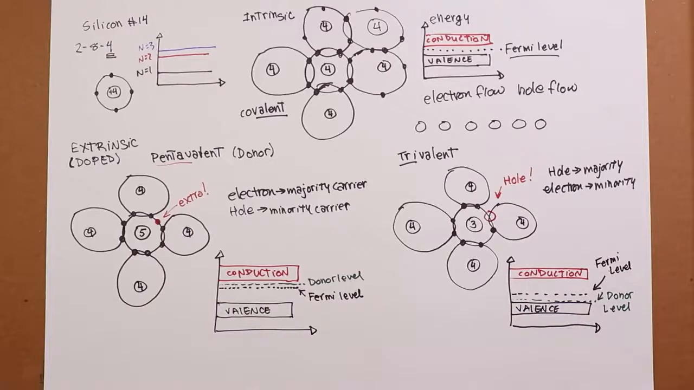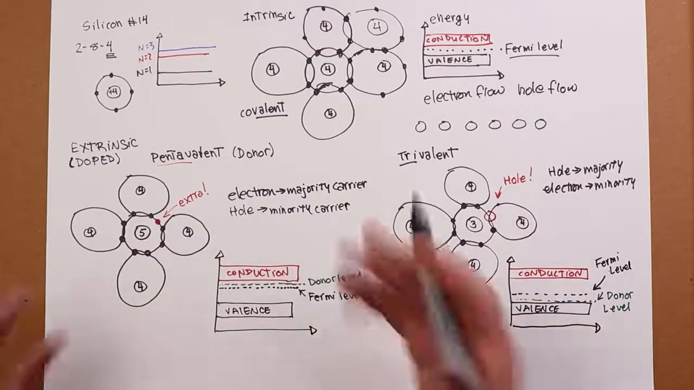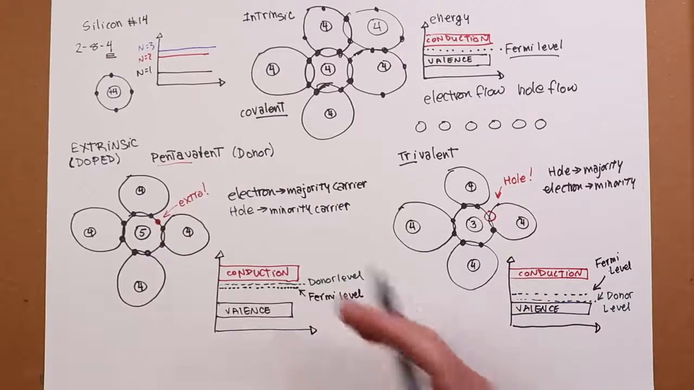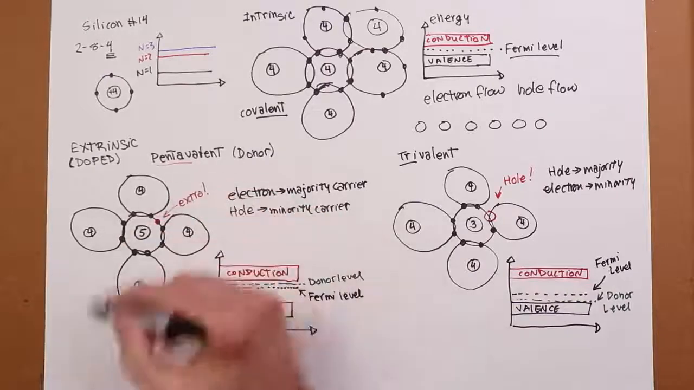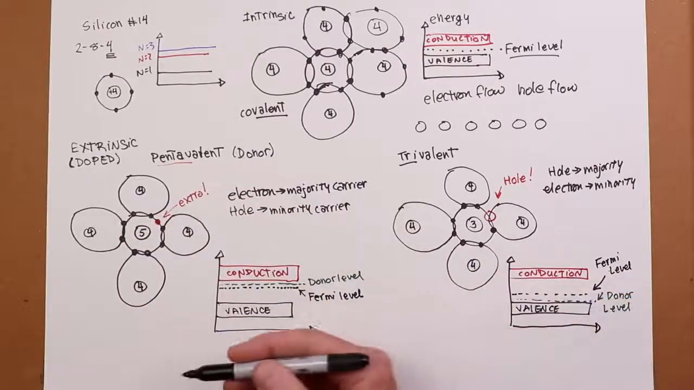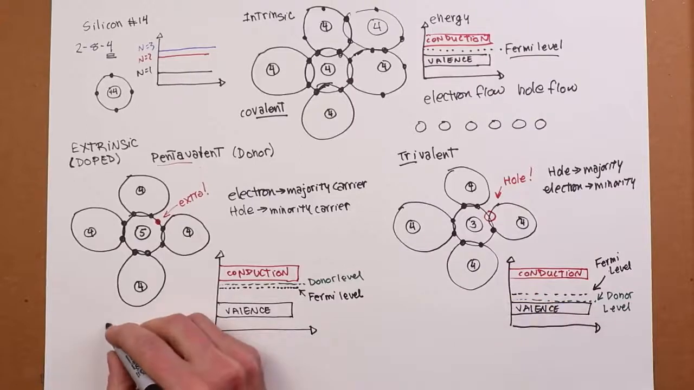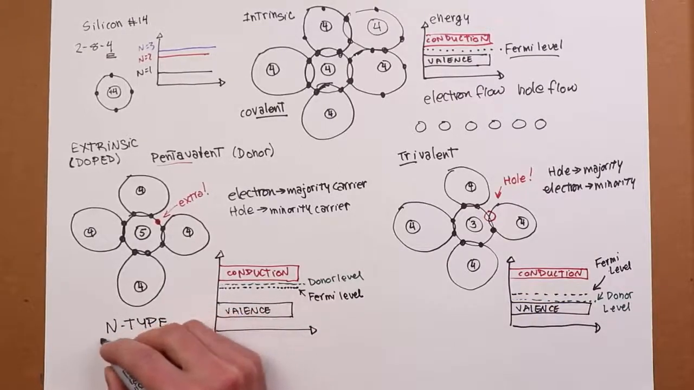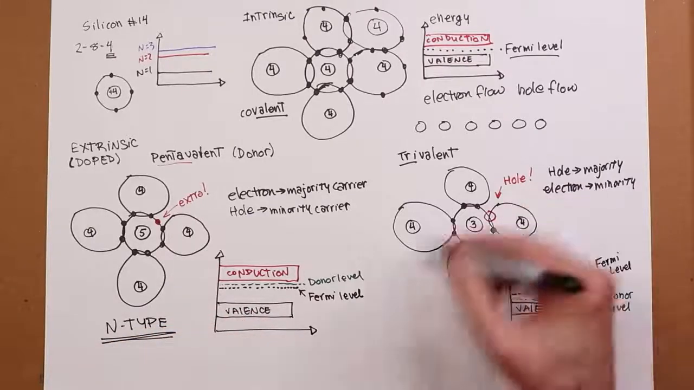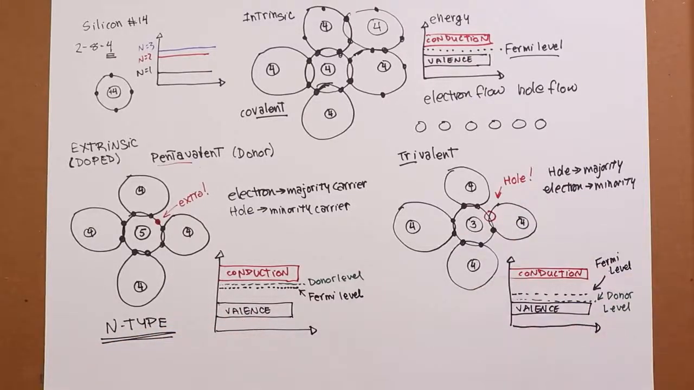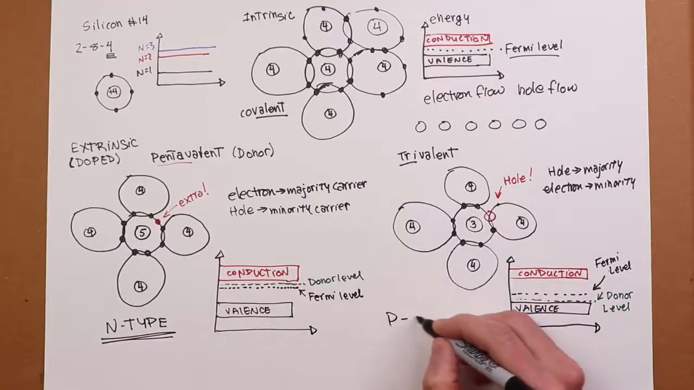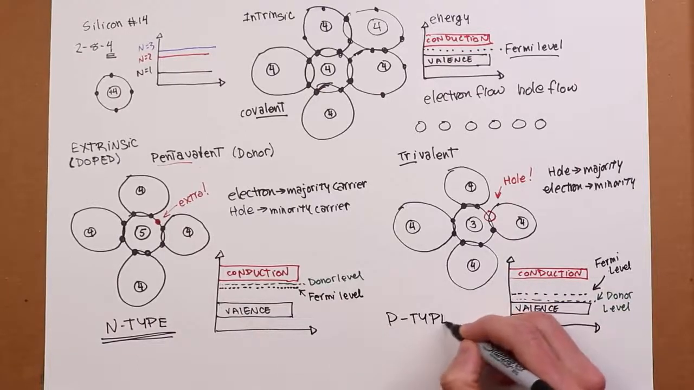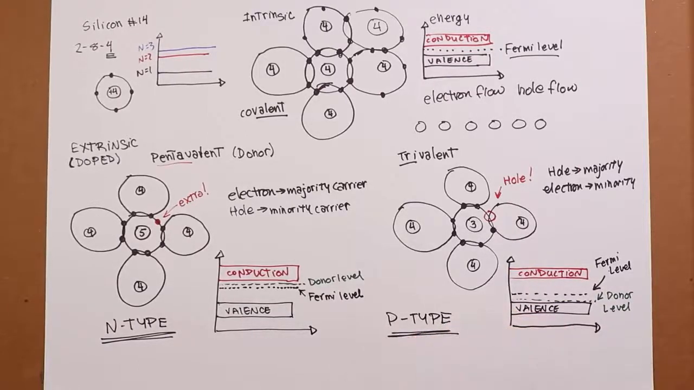Okay, last thing, names of this, right? We don't talk about a pentavalent semiconductor or a pentavalent doped extrinsic semiconductor. Because this has an extra electron, it's net negative. So we call this n-type, right? N-type, that's the term. This one, p-type, right? You can think positive because it's a hole. So we talk about n-type and p-type semiconductors.